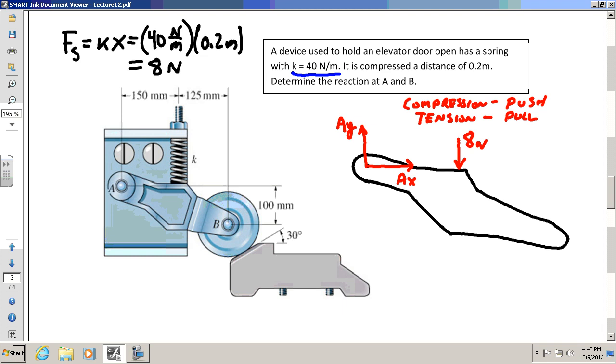By the way, to remind you, sometimes we express that x not as x but as x minus x naught, where x naught is the free length of the spring. In this case, you don't need to know that. It just says it's compressed a distance of 0.2 meters, 20 centimeters. That just means that is x minus x naught, basically.